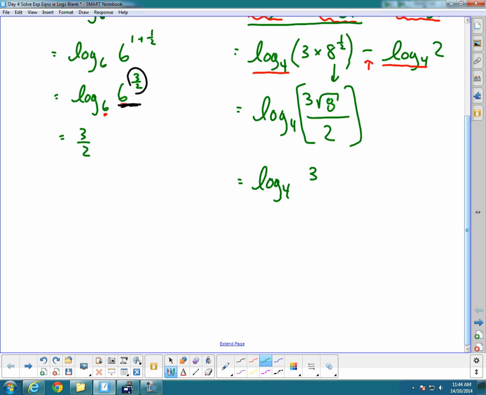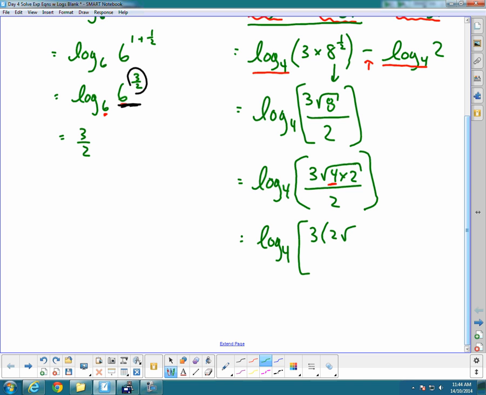So 3 root 8 is the same as 3 times root 4 times 2, over 2. Take the square root of the 4, and the 2 comes out. So the square root of the 4 comes out as a 2. And now I have a times 2 and a divided by 2, so those will cancel. And I'm left just with log base 4 of 3 root 2.